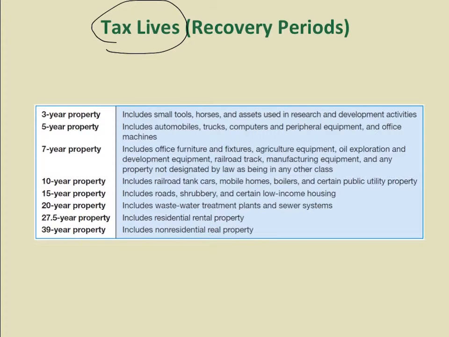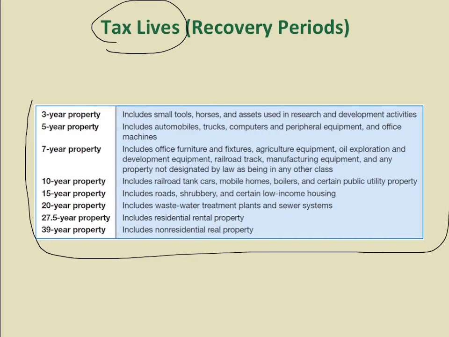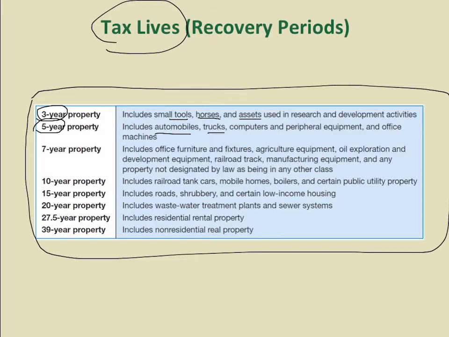This is a little table demonstrating the requirements from tax laws. For example, 3 years is going to be used for small tools, horses, and assets used in R&D activities. 5 years is used for automobiles, trucks, computers, peripheral equipment, and office machines, and so on and so forth. So if you want to calculate depreciation expenses under tax laws, you have to first follow this chart to get the tax life of your property.